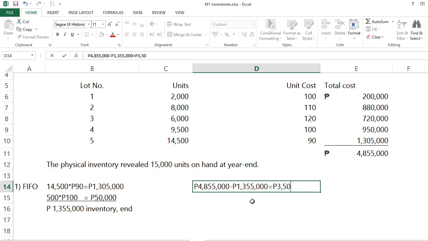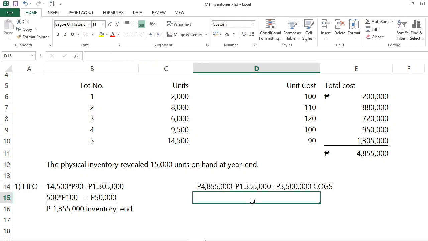That's 3.5 million cost of sale, or cost of goods sold. So, let's just use what's in the requirement. Cost of goods sold: I am using the practical way of computing it, but we could also compute it manually.